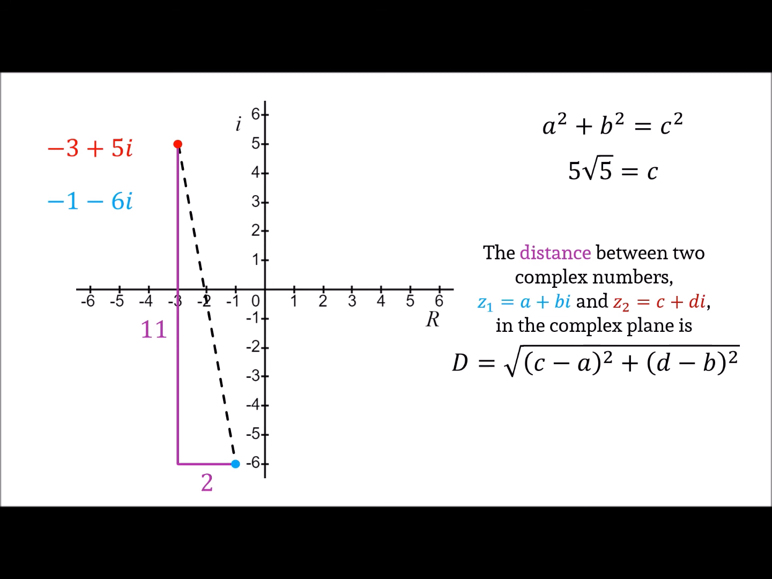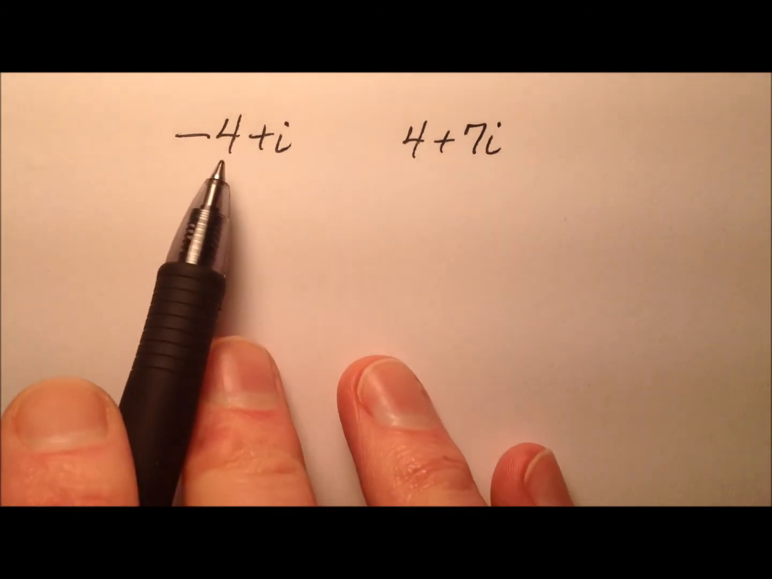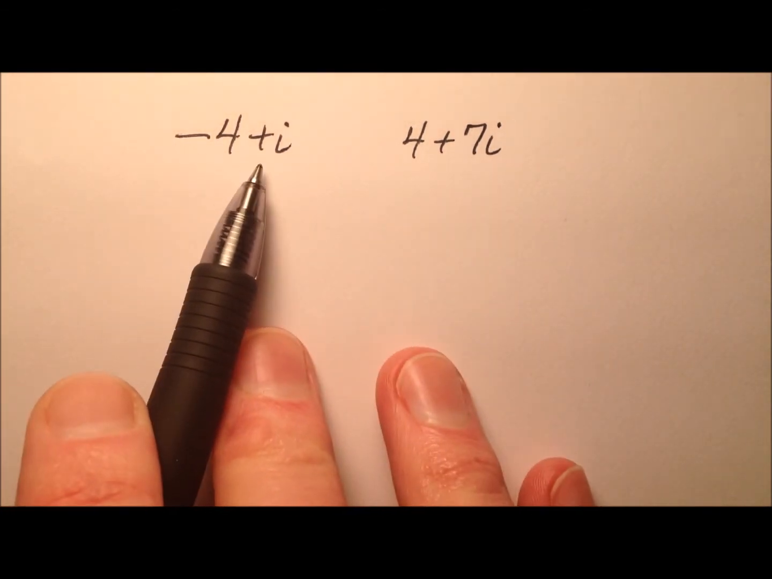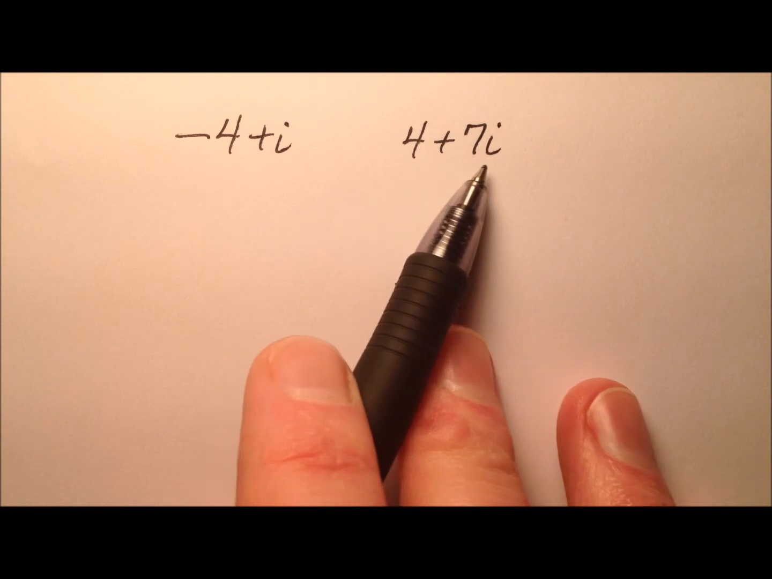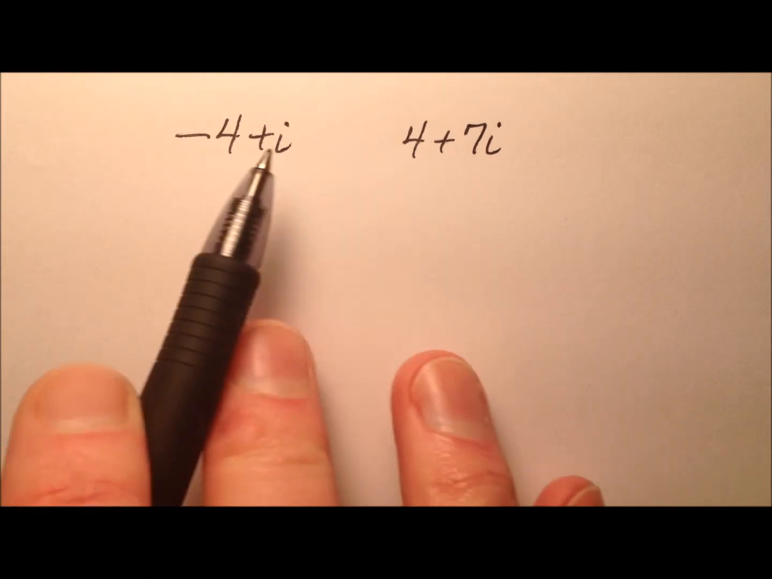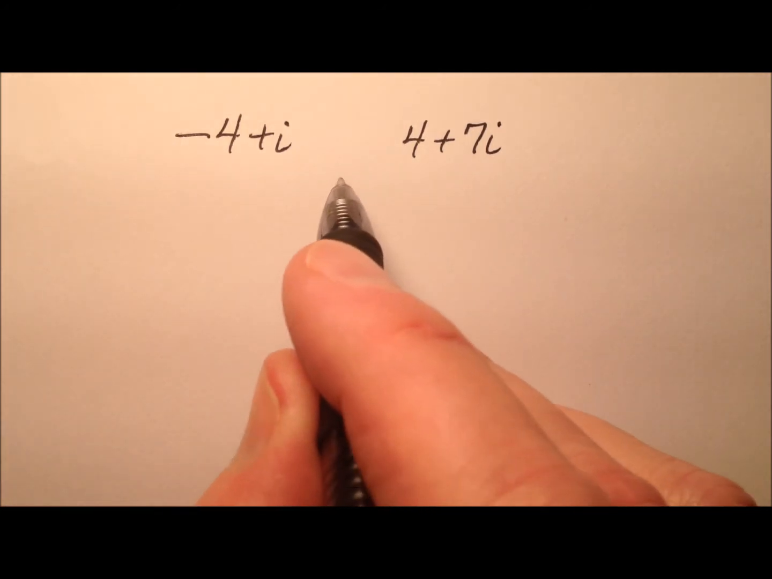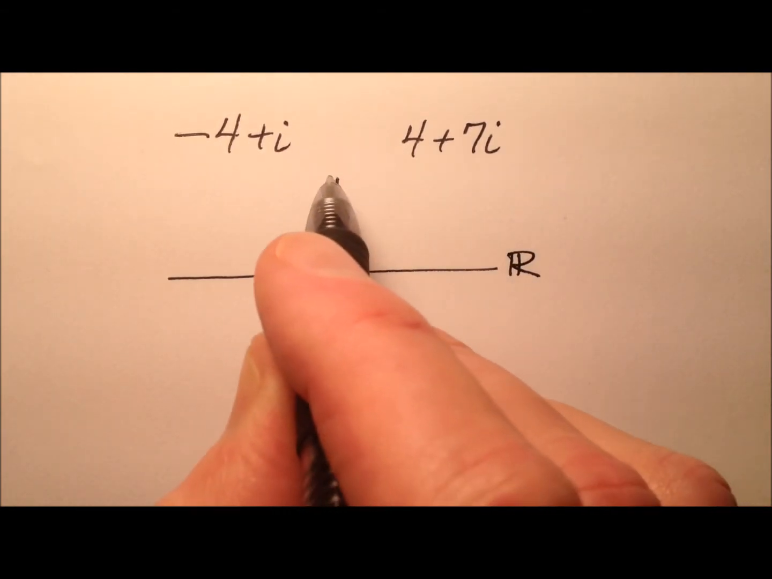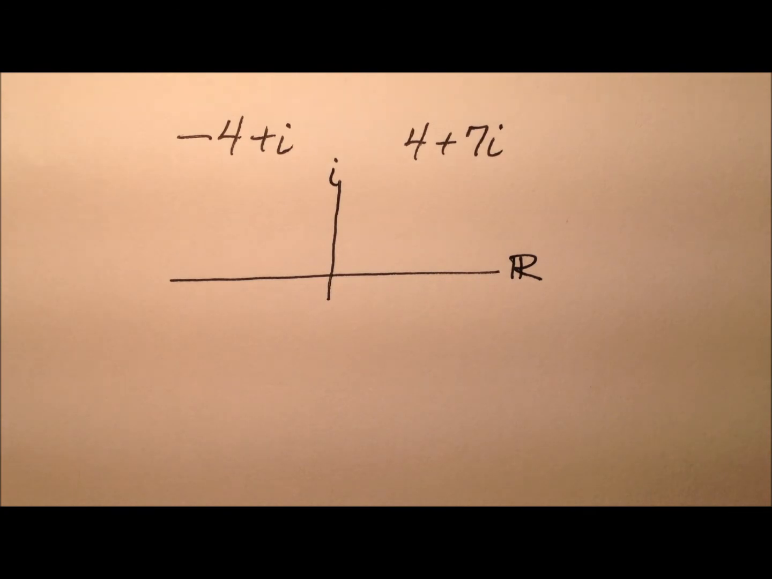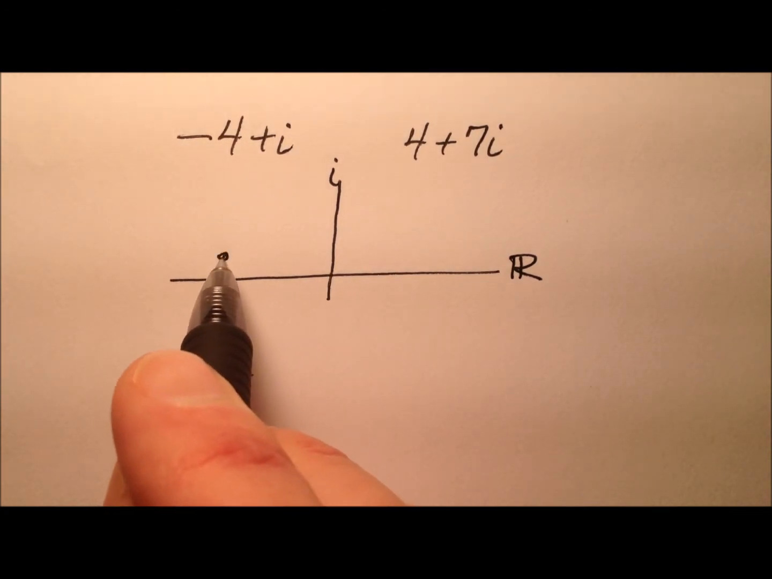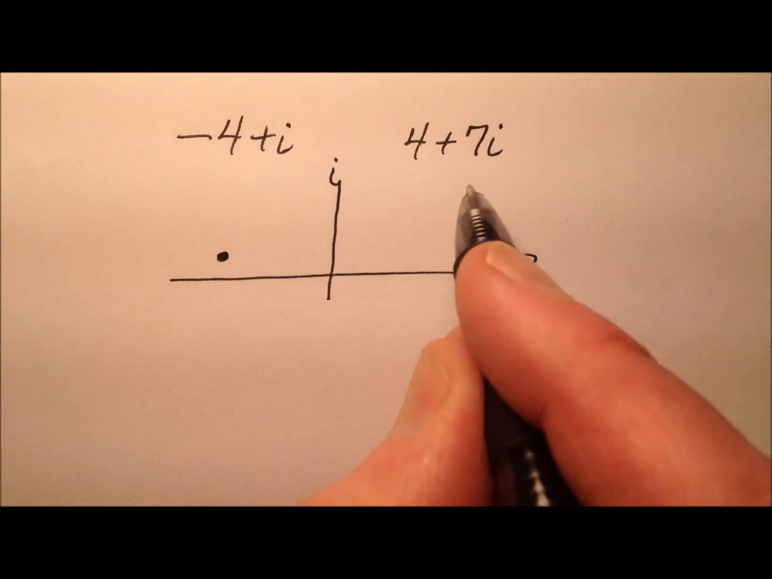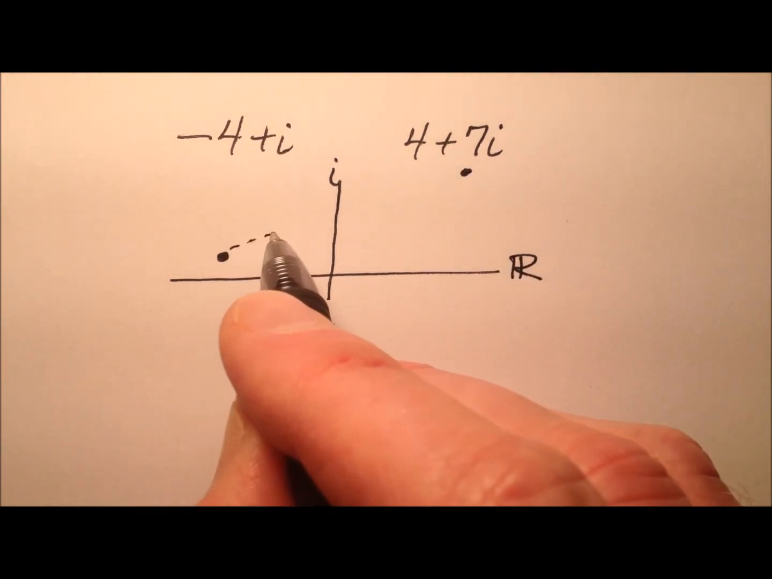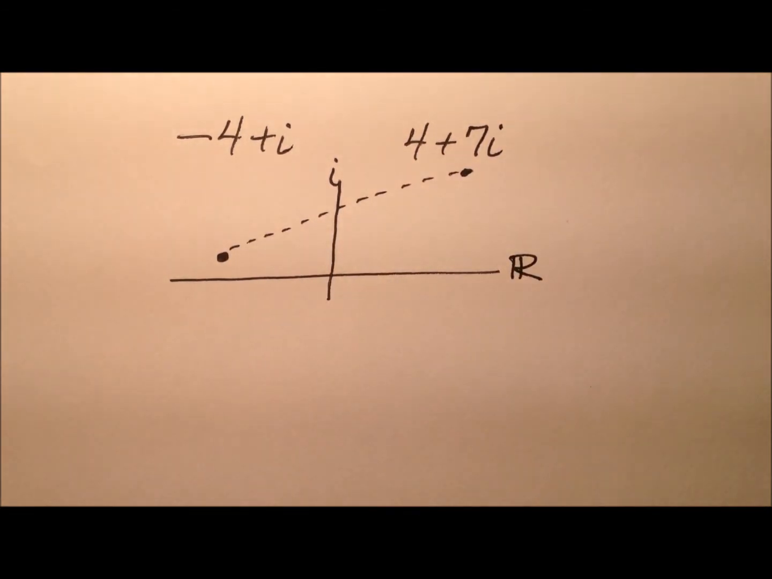So let's go ahead and work two more examples. In this example, I have two complex numbers, -4 plus i and 4 plus 7i, and I would like to find the distance between these two numbers. Of course, they can both be plotted in the complex plane with our real number axis and our imaginary number axis. And -4 plus i will be somewhere over here, and 4 plus 7i is somewhere over here. And of course, we'd like to find this distance here. So we can do so.